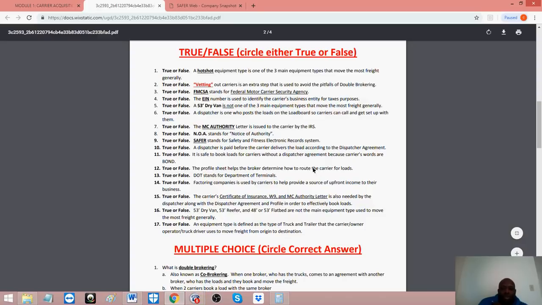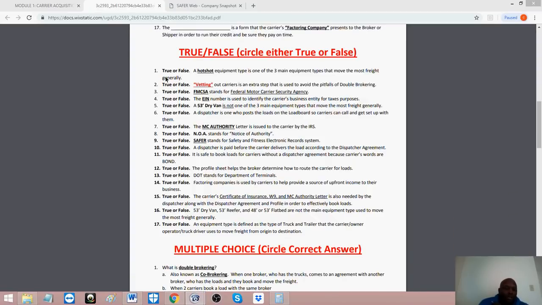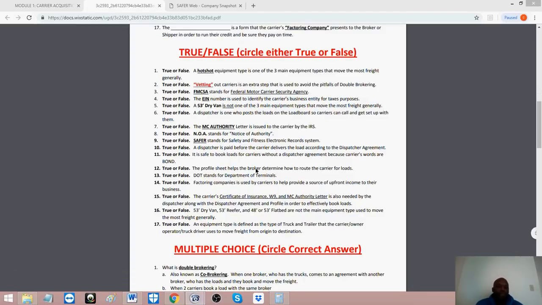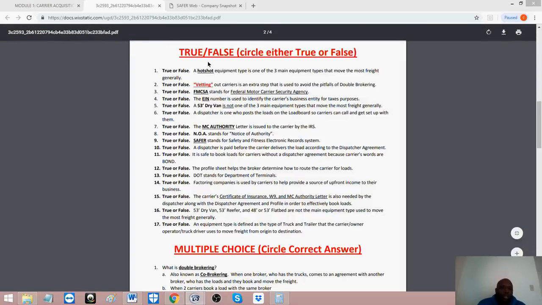The broker has nothing to do with routing the carrier for the loads. The dispatcher does. So the answer to this is false. If you read the question, the broker is not the one, because the broker doesn't see the profile sheet. The carrier, when they send back the dispatch agreement and the profile, is sending it back to you, the dispatcher. The broker doesn't know anything about any profile sheet. He's totally oblivious to it.